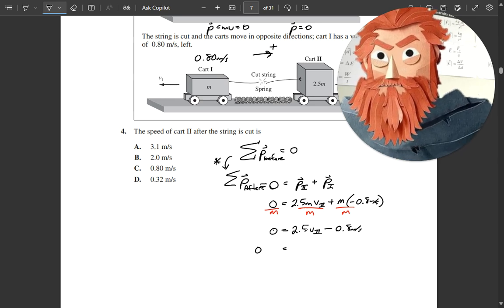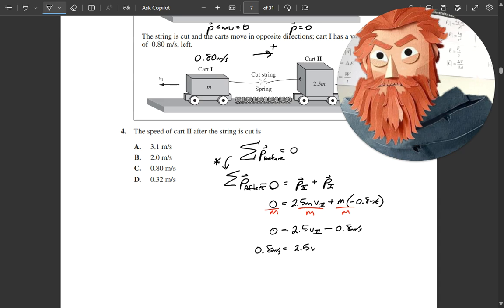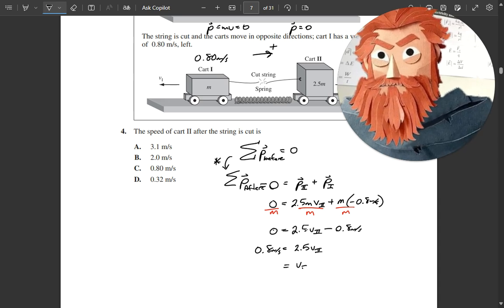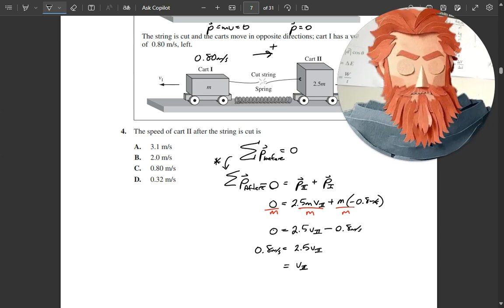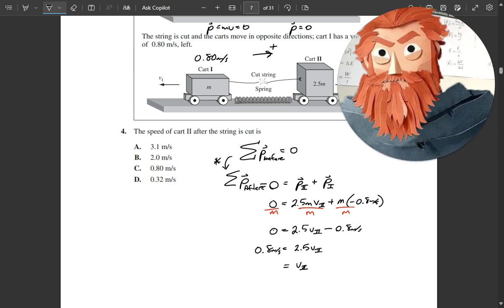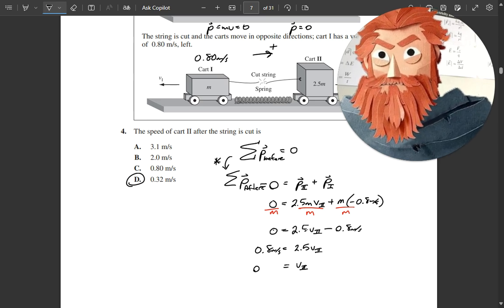So I'm going to add the 0.8 over to this side. Divide by the 2.5. I'm not going to show that step. 0.32. There you go.